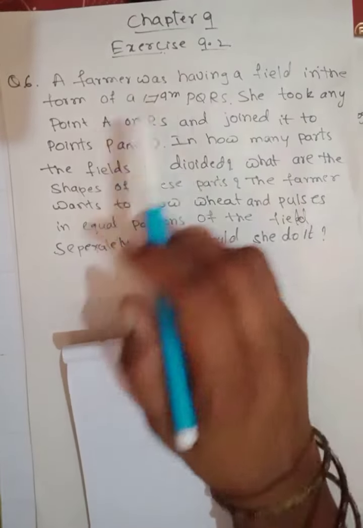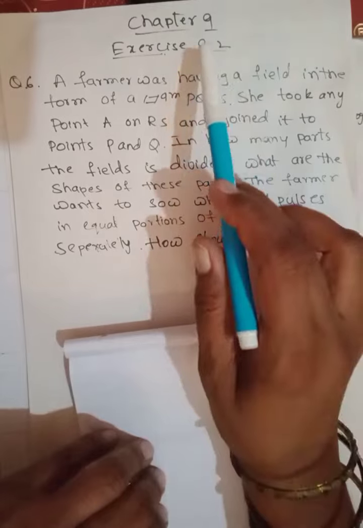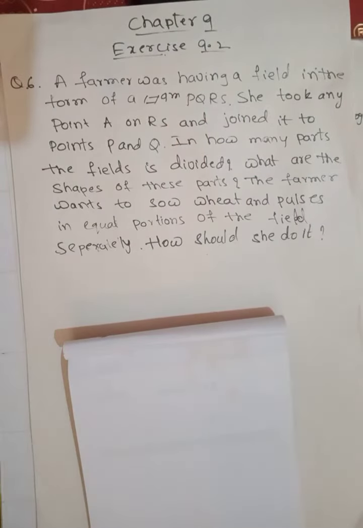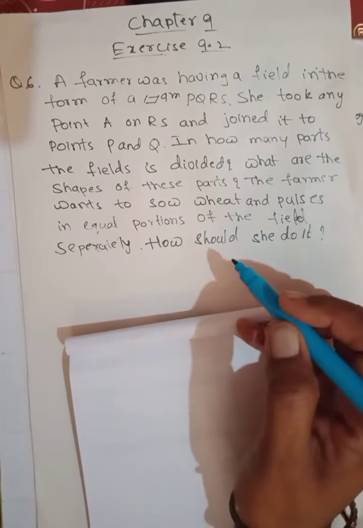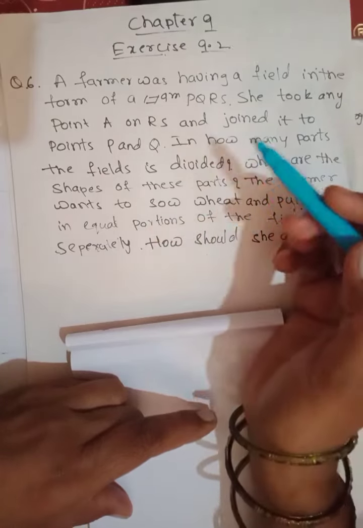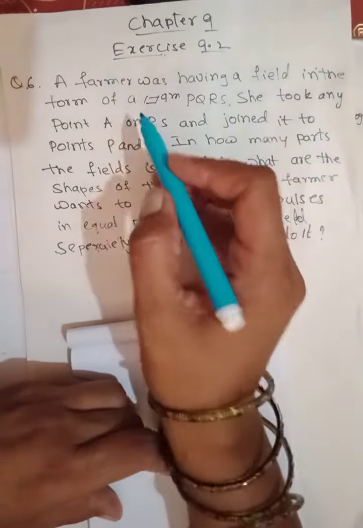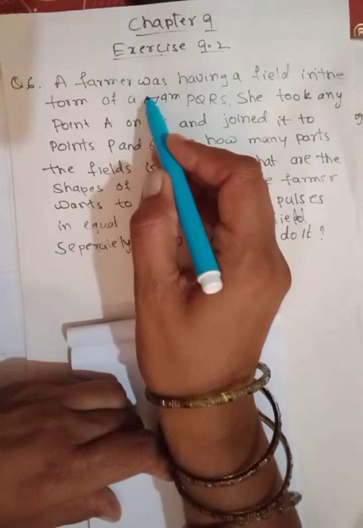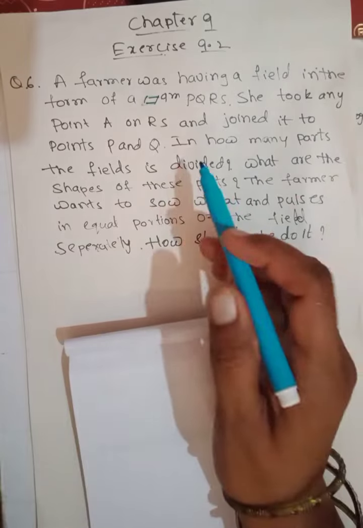Dear children, this is the sixth question of 9.2 of your chapter, that is areas of parallelograms and triangles. When you look at a problem, it seems very big and complicated, and most of the students won't go for this problem, because they think first of all geometry is difficult, and whenever you see such questions, you will not try to solve them.